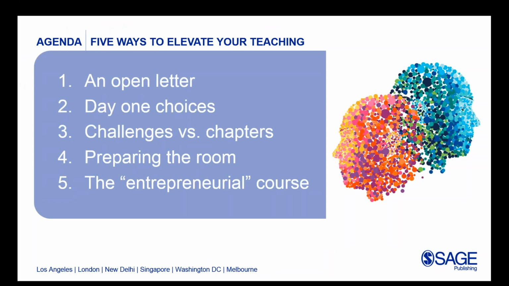So with that, I just wanted to quickly go through the letter that I use, the day one choices that I make, how I turn chapters and content into provocative questions, how I prepare the room, and I take that seriously. The first 10 minutes really happens before the class starts. And then the 5 practices I use to generate a more entrepreneurial experience for my students in hopes that they're thinking and acting more entrepreneurially. So with that, I'd love to turn it over to any comments or questions from our listeners.